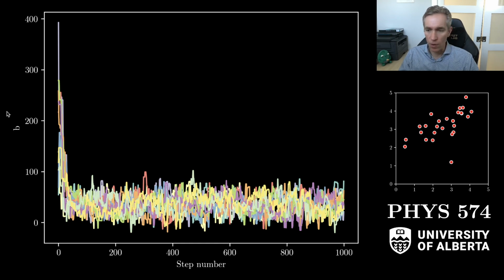So if we ignore the first few samples, we can make a plot. You can tell that this is where it's doing its burn-in step, and then after about step 50 or so, it's sampling the posterior pretty effectively.